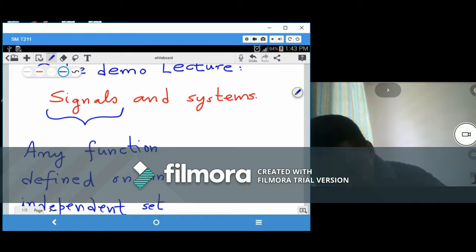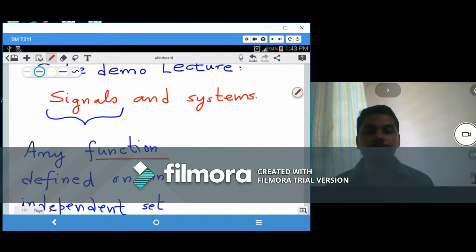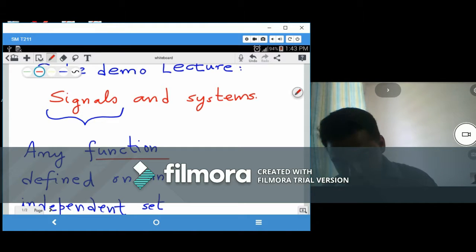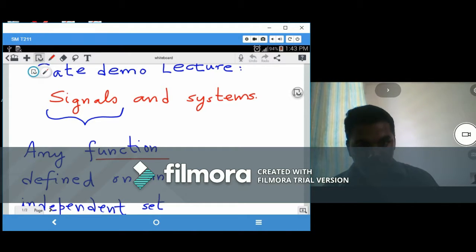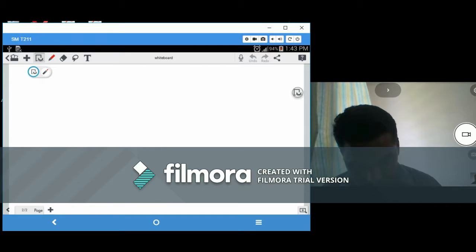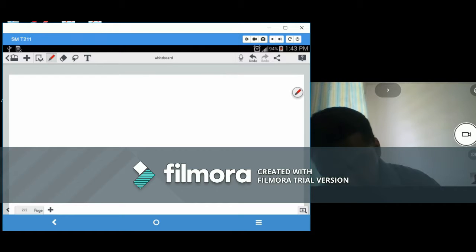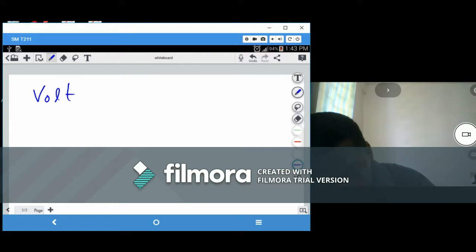Now let us pick up the first keyword of this definition, which is a function. All of you are familiar with what a function in mathematics means. A function is an entity which takes in some independent variable as its input, and it gives out a value corresponding to that particular independent variable. The simplest example that we can choose from the field of electrical engineering is a voltage signal or a current signal.